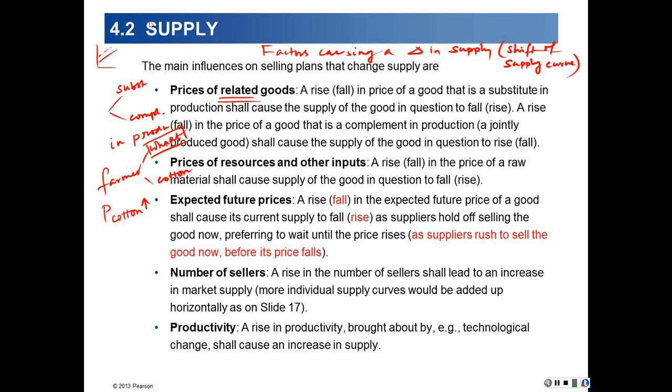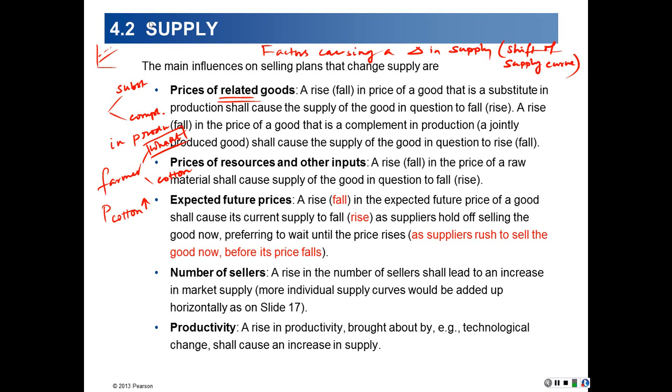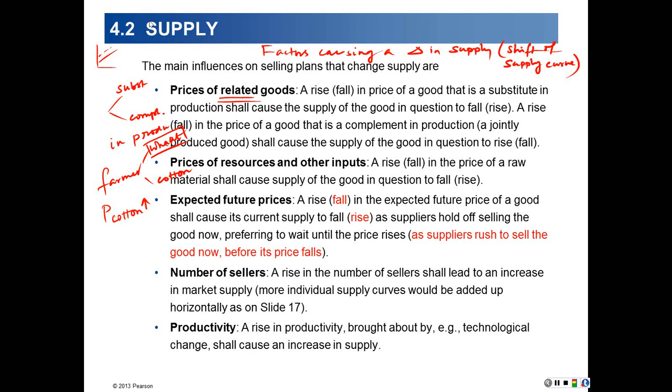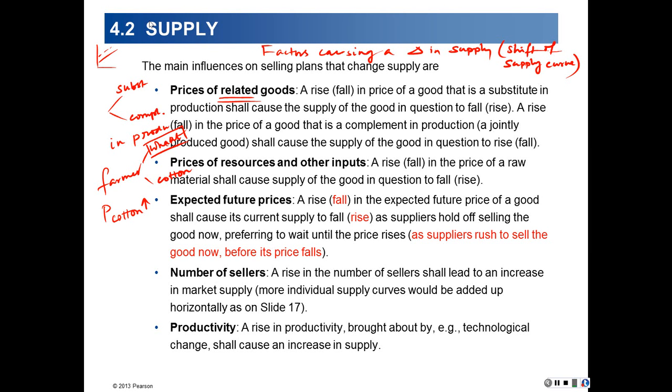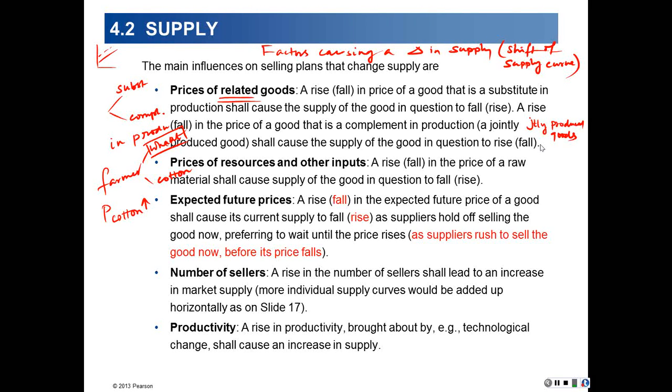What about complements? Complements in production. Now, what were complements in consumption? Goods that were consumed together like cars and gasoline. Correct? But now we are talking about complementarity from the viewpoint of production. So now we basically mean jointly produced goods. Goods that are jointly produced. Can you give me an example of jointly produced goods? Meaning you produce one thing, but at the same time you're producing something else. Any ideas?